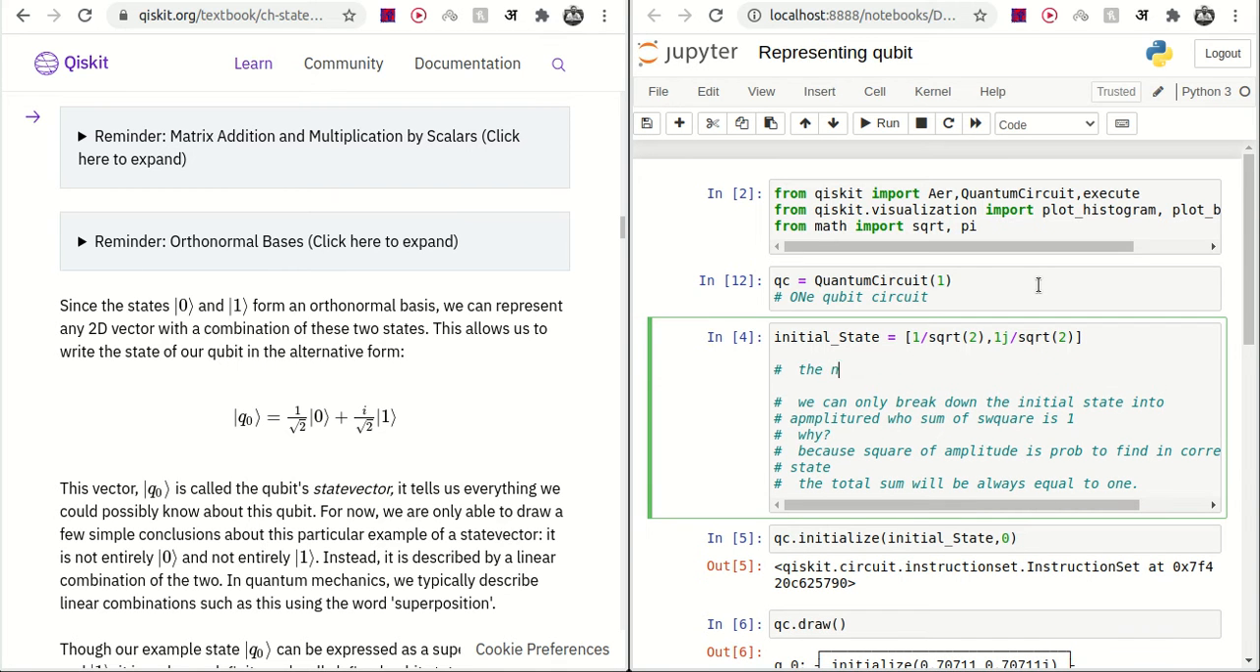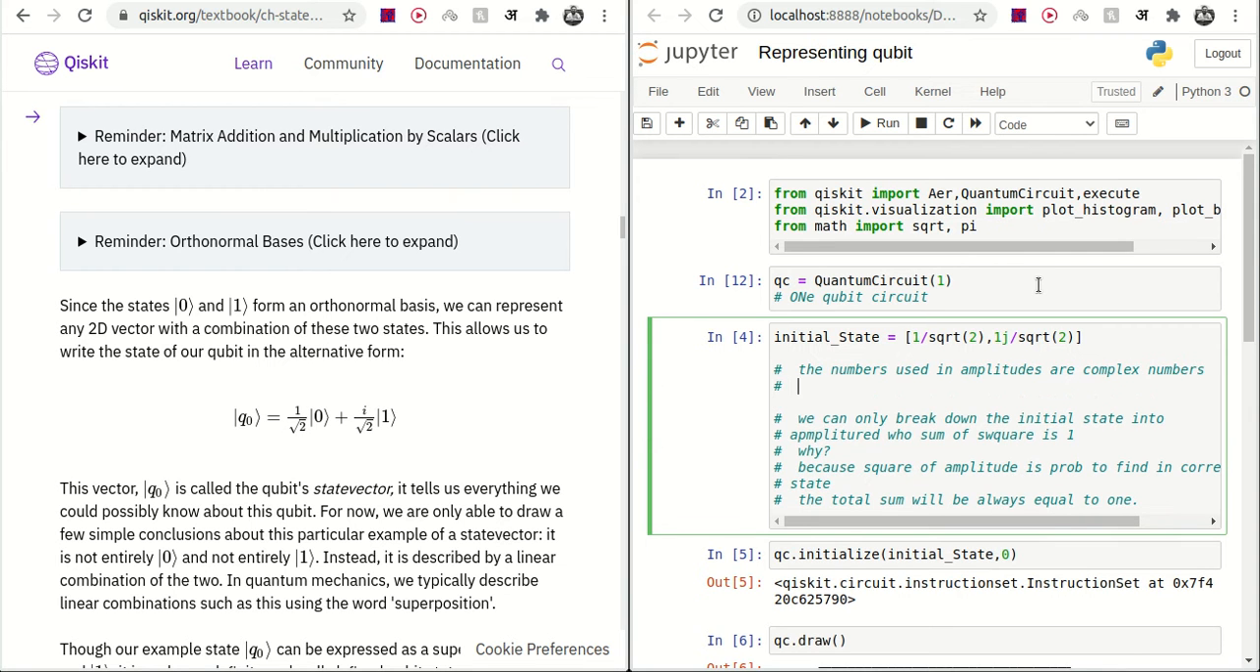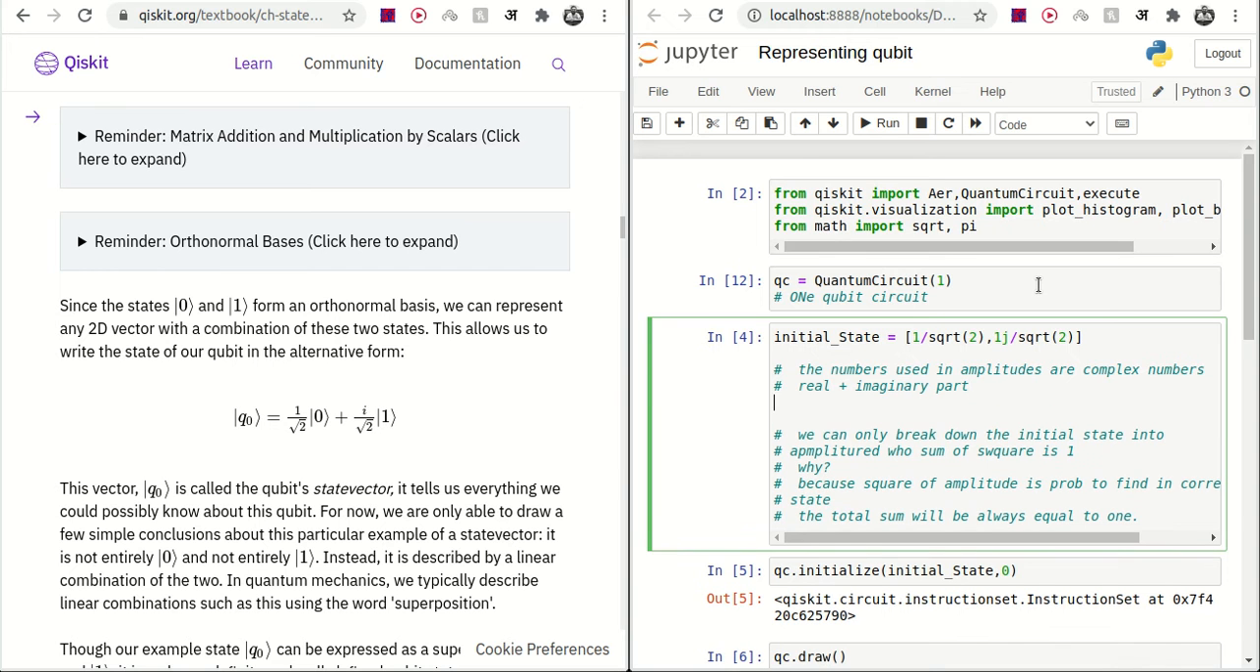The numbers used in amplitudes are complex numbers. Real plus imaginary part. For example, 1 plus 1j: 1 is real and 1j is imaginary.